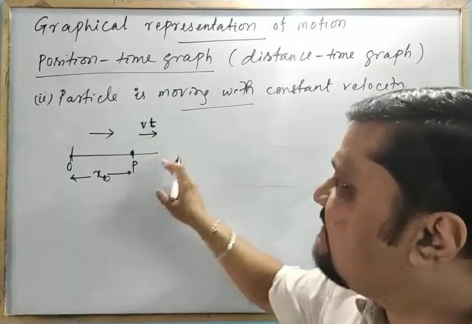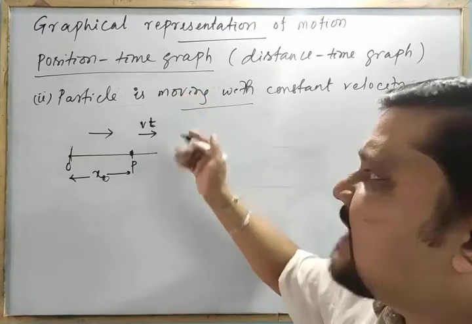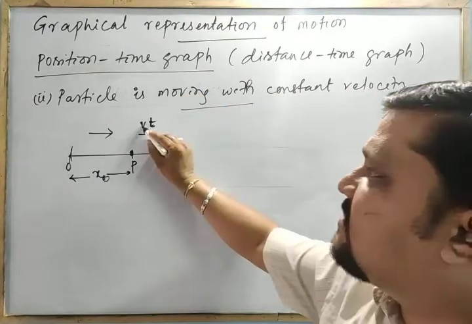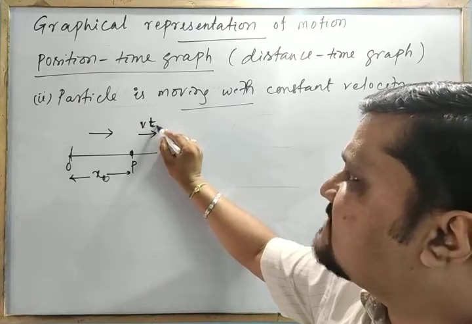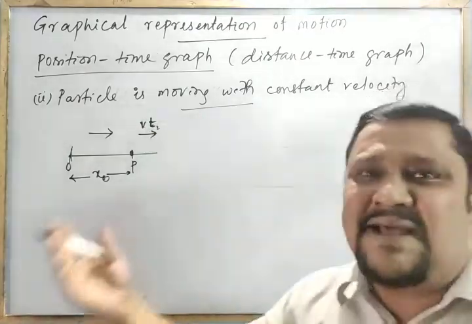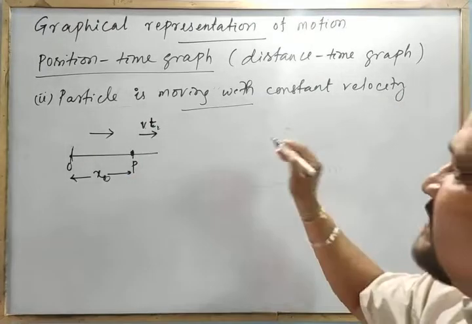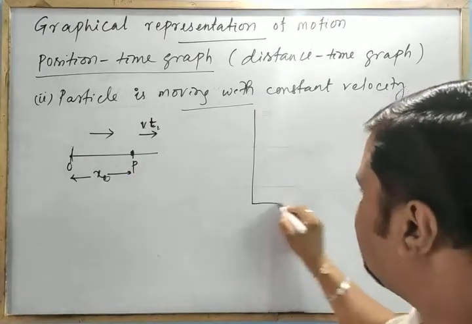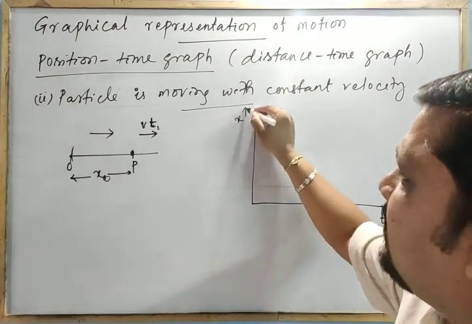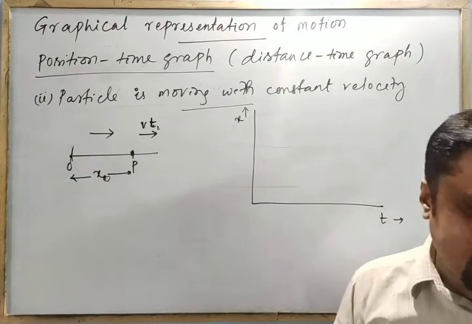So what is the distance traveled at time t1, t2 and so on? The velocity v is constant. At time t1, the distance is vt1. At time t2, vt2. At time t3, vt3. Like that, you will use this. So how to plot this graph? Now you see here. This is the time axis and you are taking the position or the distance x.